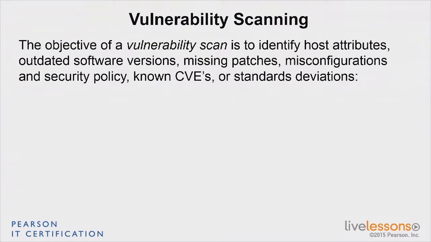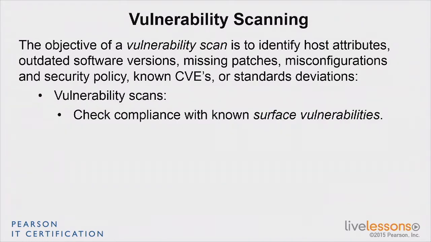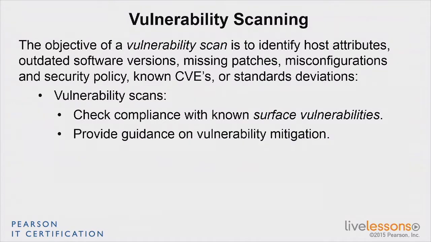Vulnerability scanning is the process of identifying host attributes, outdated software versions, missing patches, misconfigurations, security policies, known CVEs, or standard deviations. In other words, the objective of vulnerability scanning is to identify weaknesses or vulnerabilities in your system. Vulnerability scans can check compliance with known surface vulnerabilities. The surface vulnerabilities are vulnerabilities in isolation. Surface vulnerabilities do not take into consideration defense in depth, layered controls, or any types of mitigating controls. It's just specific to what that target is.